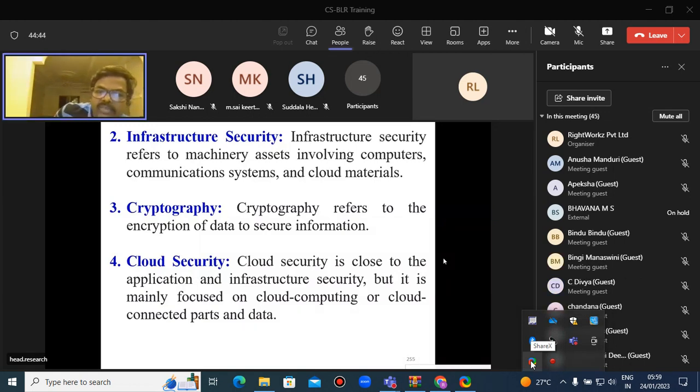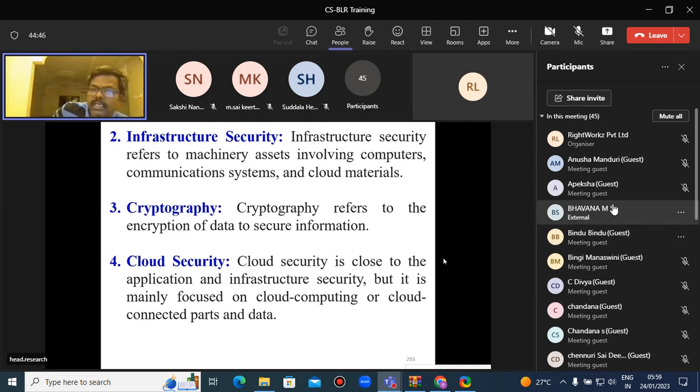Cryptography refers to the encryption of data to secure information. Cryptography is a mathematical mechanism to convert data from one form to another form, such as ABC to 123 and back to ABC or XYZ.